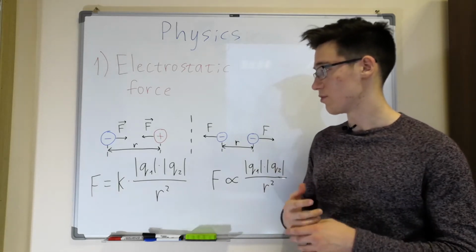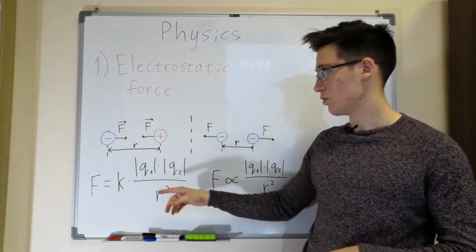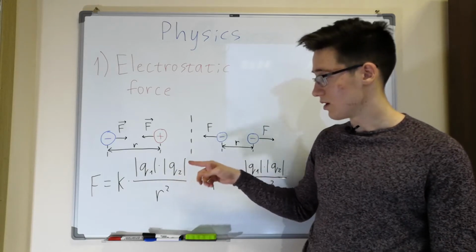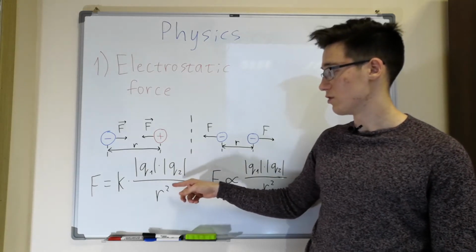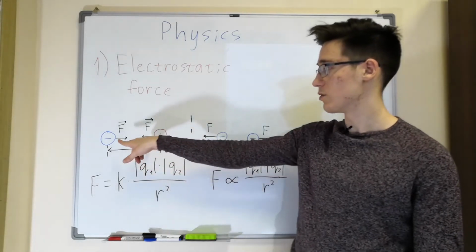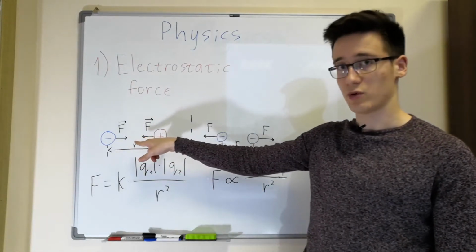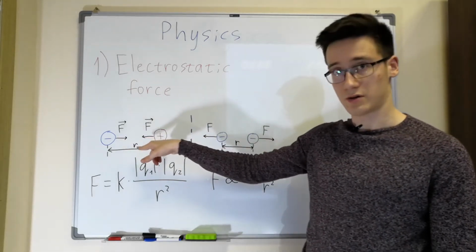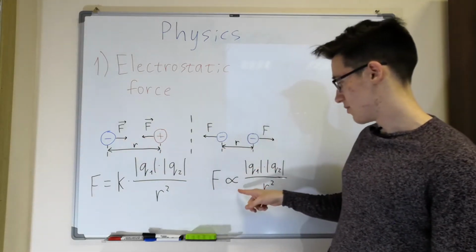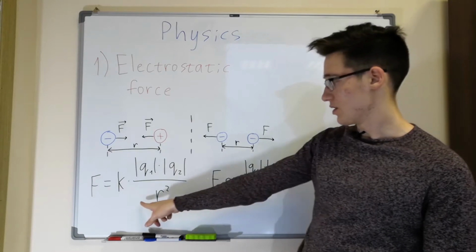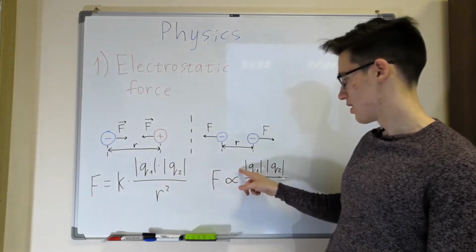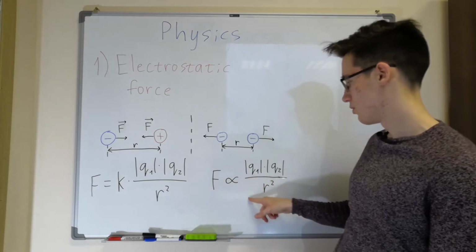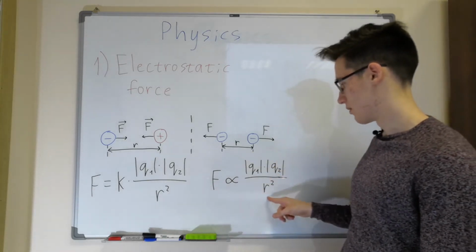This force is proportional to the values of those charges, and it is inversely proportional to the square of the distance between their centers. This is very important. Not between their surfaces, but between their centers. By the way, this means the same as this formula. This is just a sign which denotes that F is proportional to this thing.